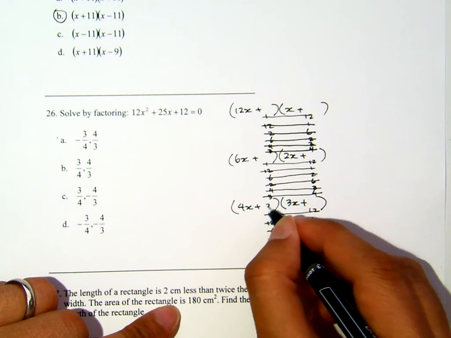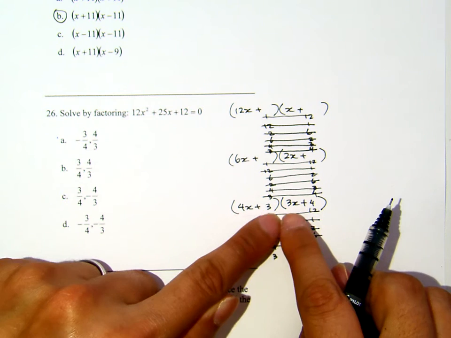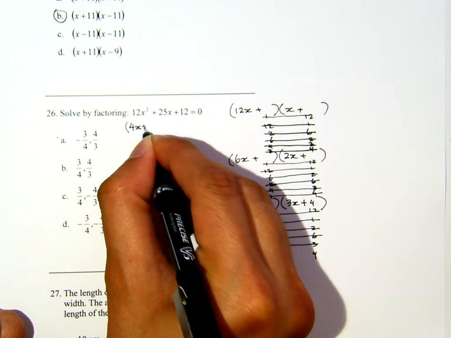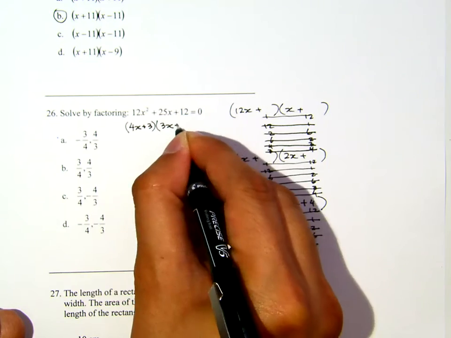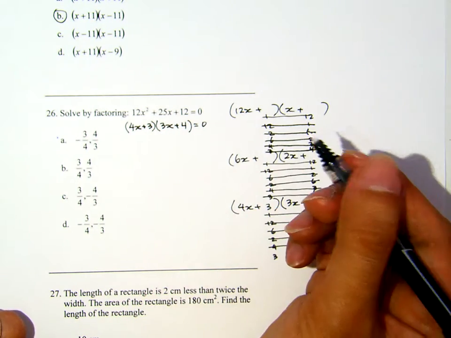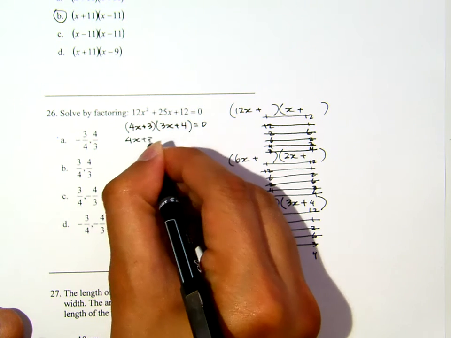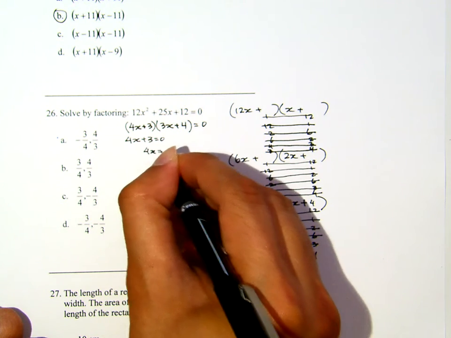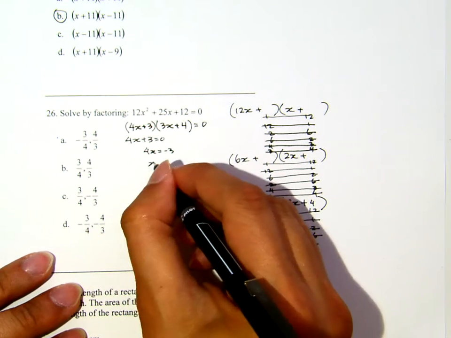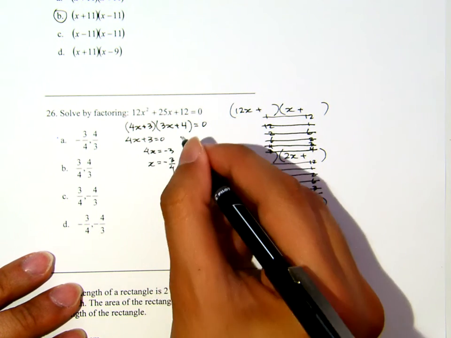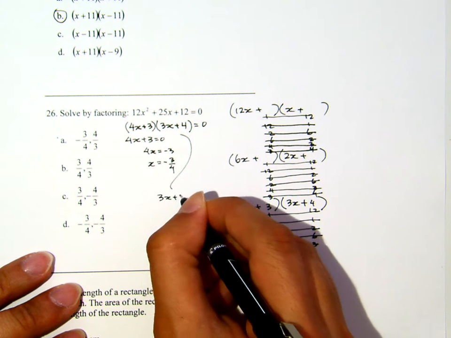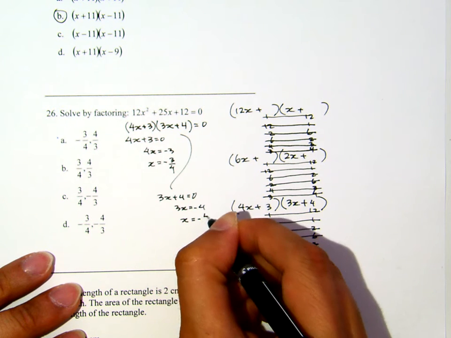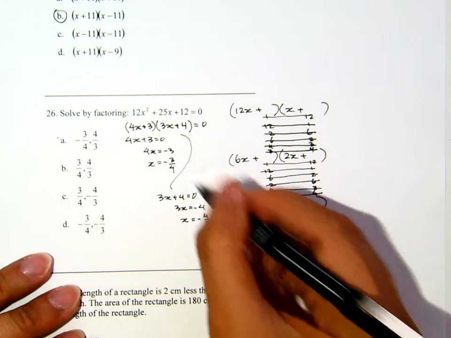Let's count it. If this were 3 and 4, you will get 16 plus 9, that's 25. So this then becomes 4x plus 3 and 3x plus 4 equals 0. And then from there we solve it. 4x plus 3 equals 0, which gives us 4x equals negative 3, x equals negative 3 fourths. For the second part, 3x plus 4 equals 0, 3x equals negative 4, x equals negative 4 thirds. So both of them have negative answers.